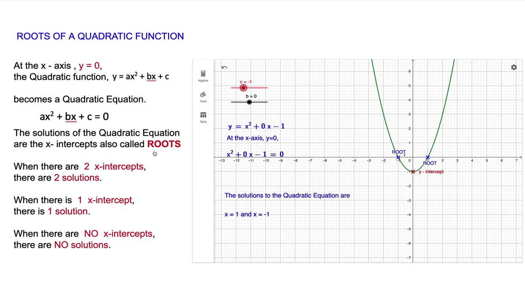The x-intercepts are also called the roots of the equation. This is the end of the lesson. Thank you.